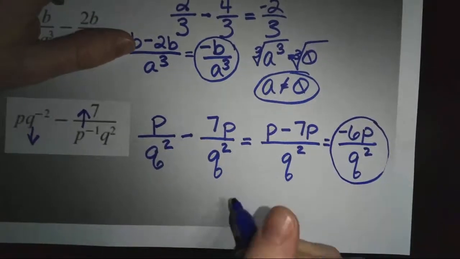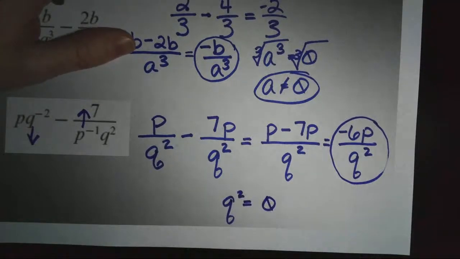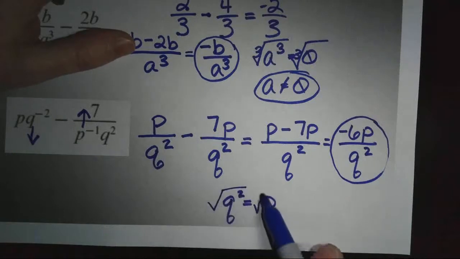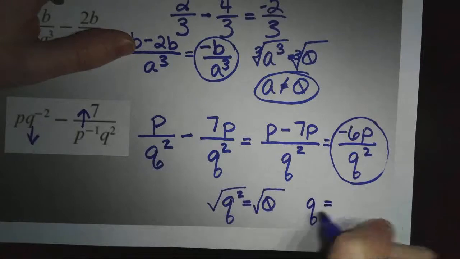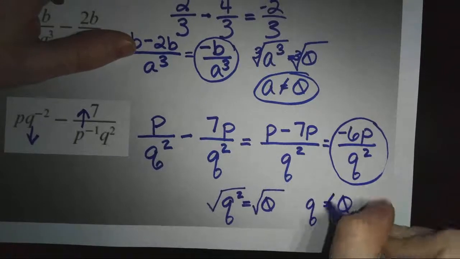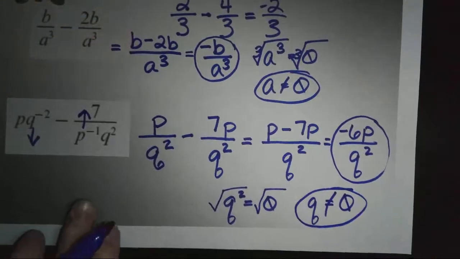We have to take our denominator, q squared, and set it equal to 0 to find our excluded values. To undo a square, we take the square root. The square root of q squared is q. The square root of 0 is 0. So q cannot equal 0 is our excluded value.